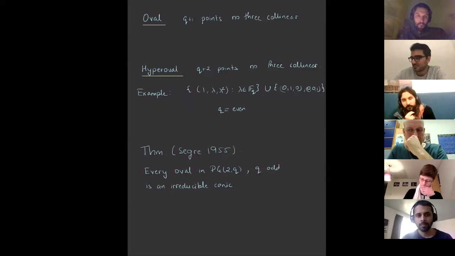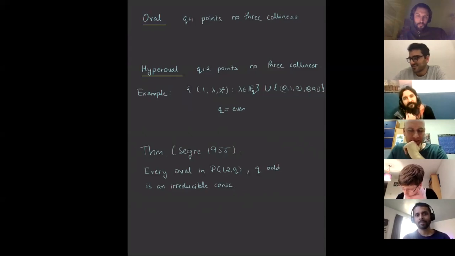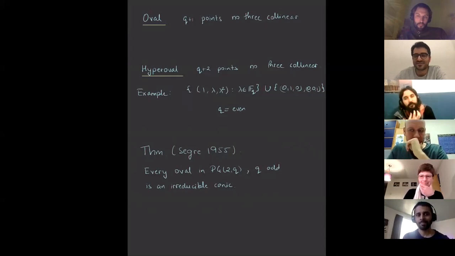Many of them are named after suburbs in Australia because some Australian mathematicians discovered them. I think there was some Subiaco hyperoval named after a district in Perth where I was living until recently. Okay. Was that by Michael Giudice?